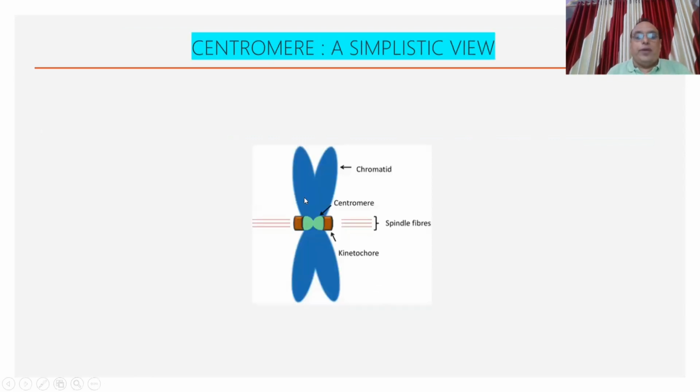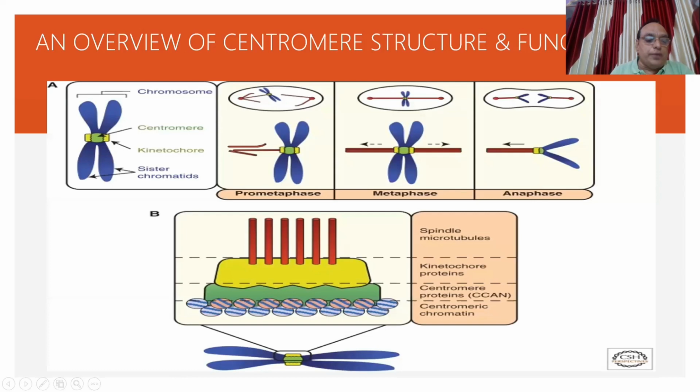So here you have a basic structure of the centromere. These are the two sister chromatids. You see here, there is a constriction at this point. The two sister chromatids are attached to each other.